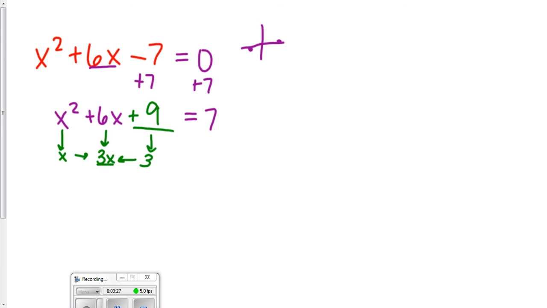That's great, right? Except that it's an equation. So if I put a 9 on that side, I have to put a 9 over here. So x squared plus 6x plus 9 equals 7 plus 9. It's starting to look a little crazy, so let's simplify it a little bit and just rewrite it.